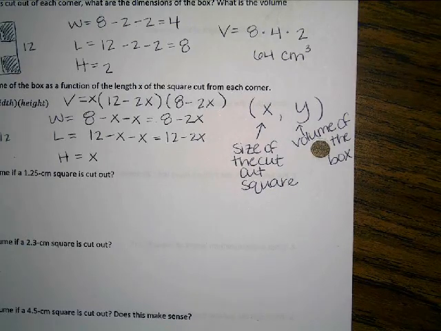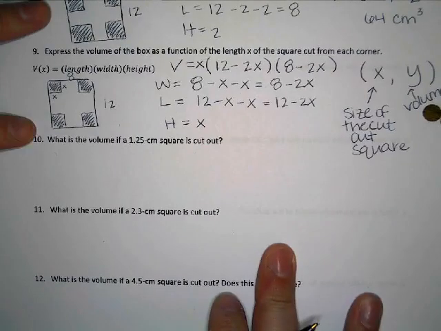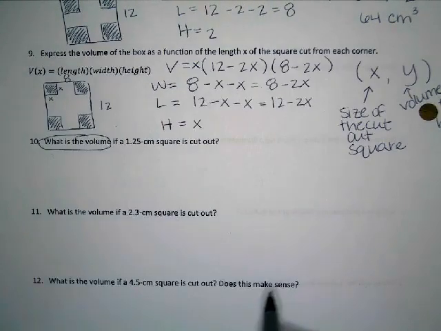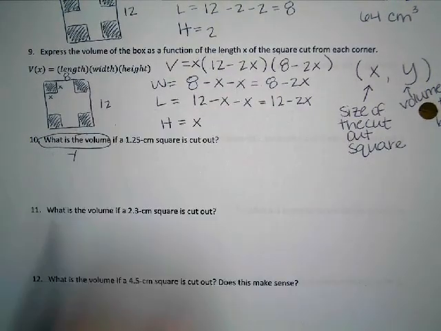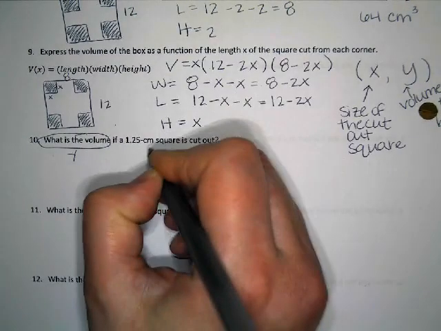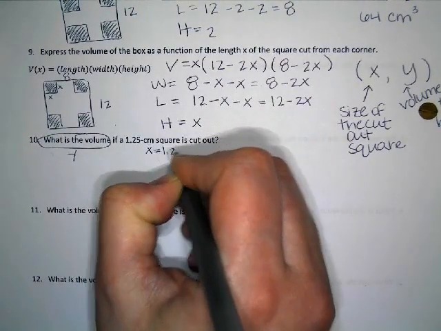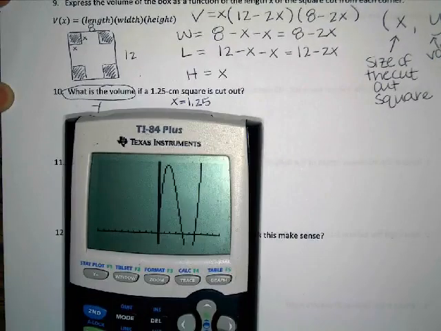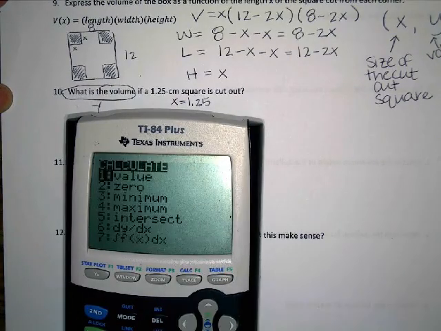So the first question says, what is the volume? If it's asking what is the volume, do they want a Y coordinate or an X coordinate? They want a Y coordinate, okay? What is the volume if a 1.25 centimeter square is cut out? So if they want the Y value, that means that they gave us an X value, okay? So for me to plug in any X value that I want, I'm going to hit second trace, and I'm going to go to option number 1. Second trace, option number 1 allows me to type in any X value that I want.